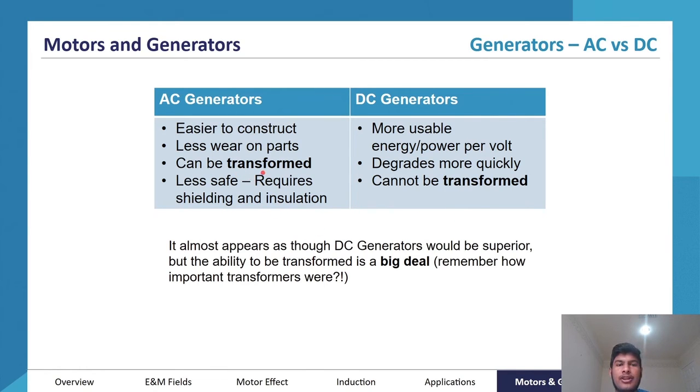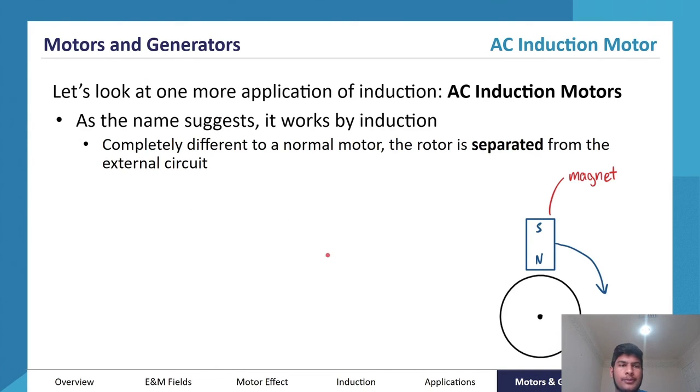Because remember, transformers rely on the properties of AC current, a changing magnetic field, whereas DC does not supply that. Now, it almost appears that DC generators would be superior, but the ability to be transformed is a very big deal. And remember how we talked about how important transformers were.